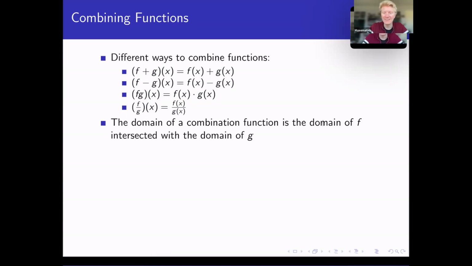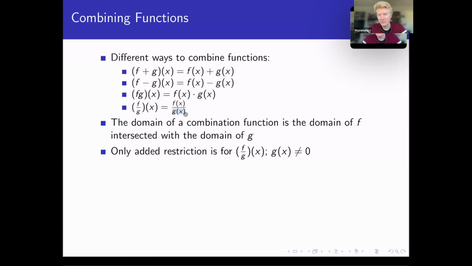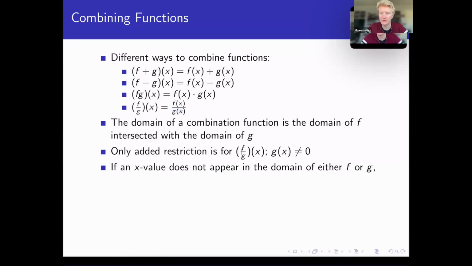But yes, if you wanted to find the domain of a combination function, you would just take each separate domain and intersect them. The only added restriction we have for this is when we are doing division, we also want to make sure we take out all the values where g of x is 0. If g of x equals 0, then we get something undefined. Not good. So to find the domain of any combination function, intersect each part. But if you're doing division, make sure the denominator does not equal 0.